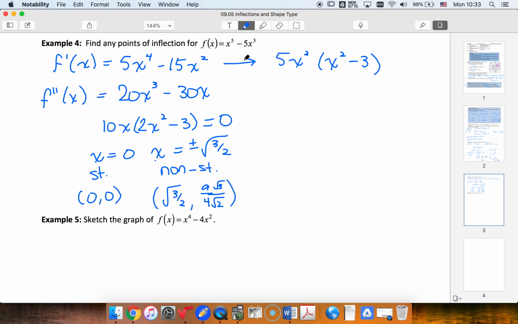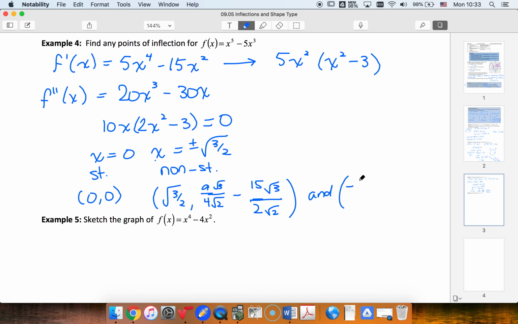and then plugging in my negative, oh, goodness gracious. That will be negative, sorry. This one will be positive, and then I'll subtract 5 times 3, which is going to be 15 over 2, root 3, root 2. That's my first non-stationary point of inflection.